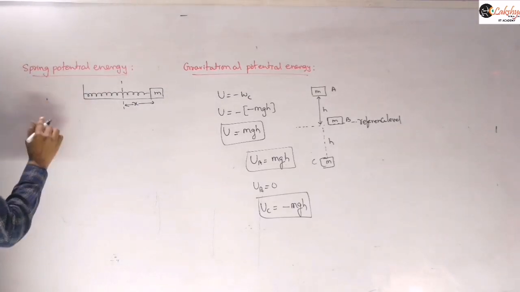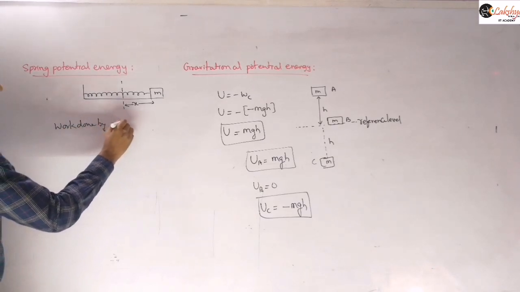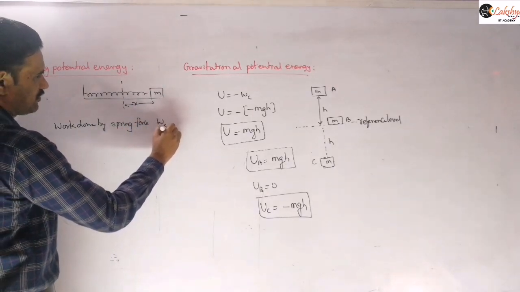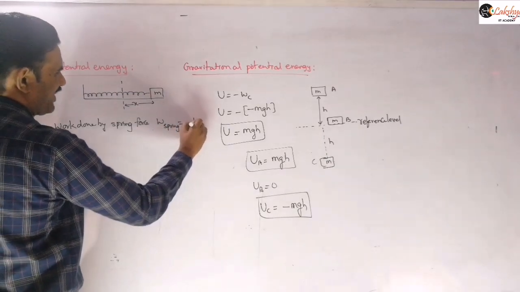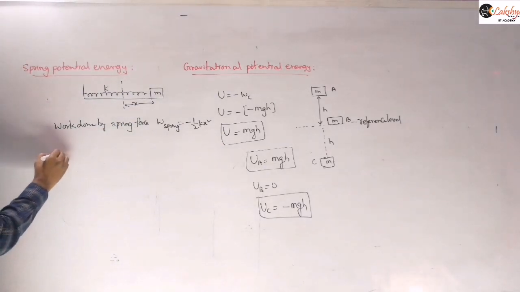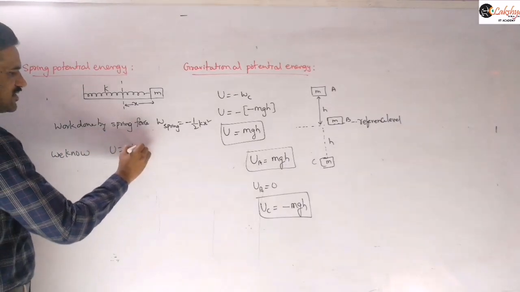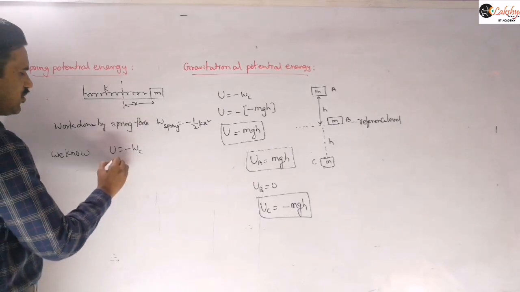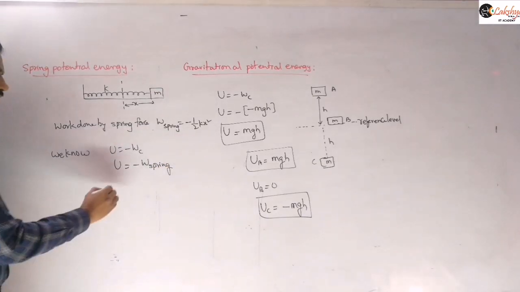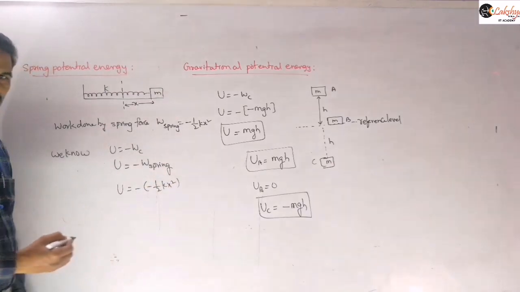Then work done by the spring force to produce this elongation is nothing but minus of kx square, we can write, right? Where k is the spring constant. And here what we know is this potential energy, or the change in potential energy, is equal to negative of work done by the conservative force, which here is nothing but the spring force. So the spring potential energy we can write is minus of kx square. Is it clear?